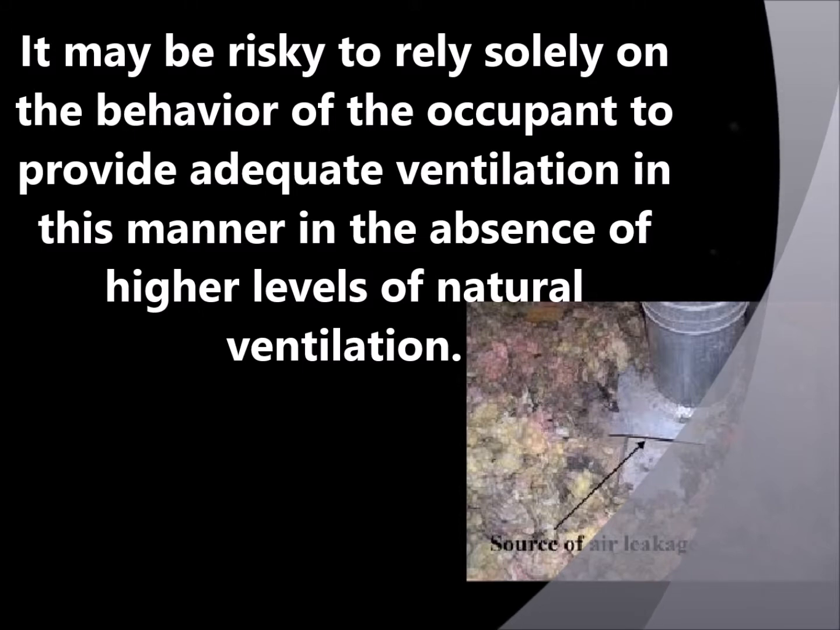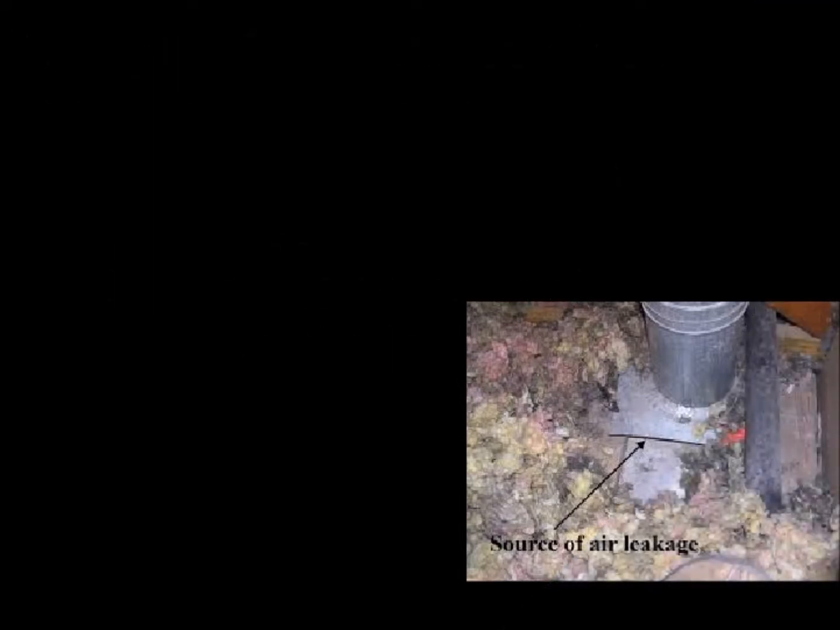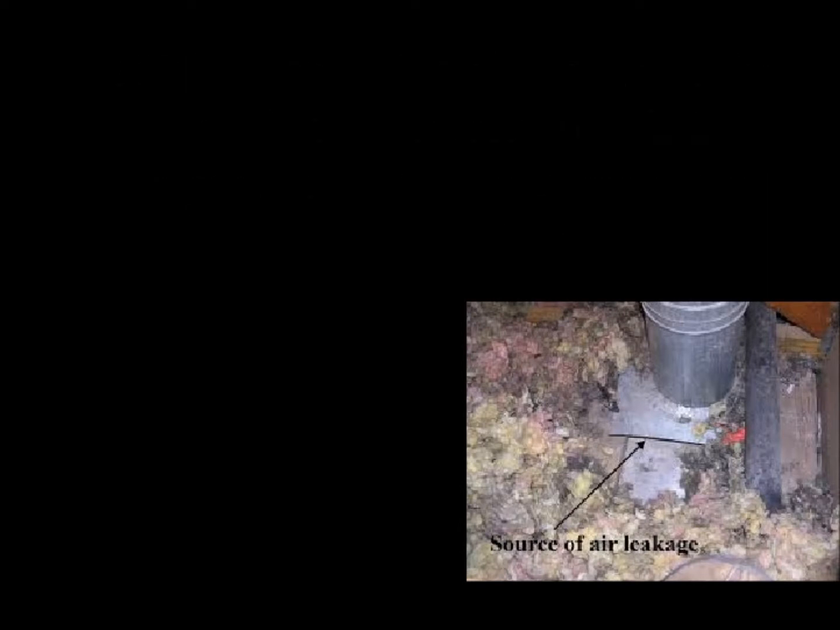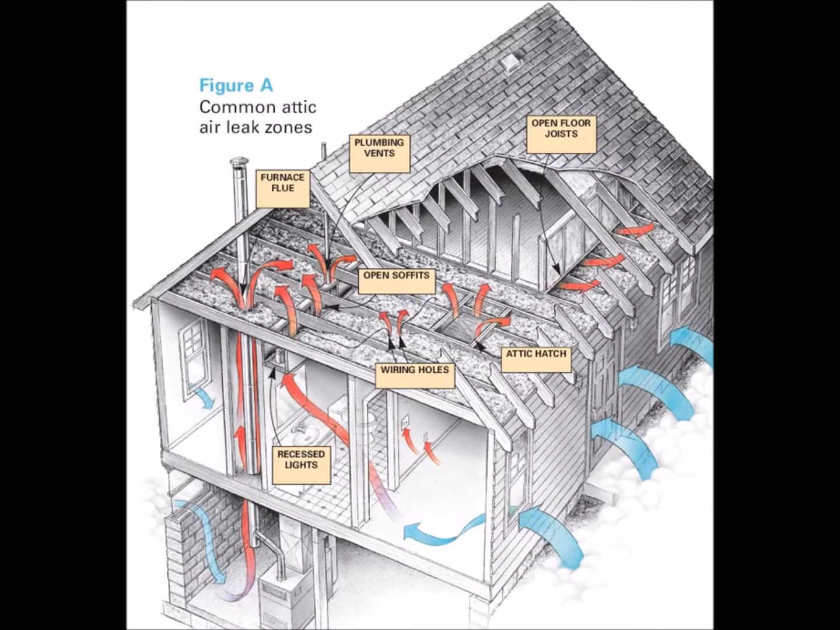Therefore, as a final precaution, air barrier materials must also be considered in terms of their impact on vapor movement as well as water shedding. For example, if an air barrier is used on the exterior of the wall as a weather barrier underneath cladding, it must also have adequate water-resistant qualities. And if an air barrier is used on the inside of a wall in a hot or humid climate, it needs to be a permeable material and not one that will prevent vapor from drying to the inside.